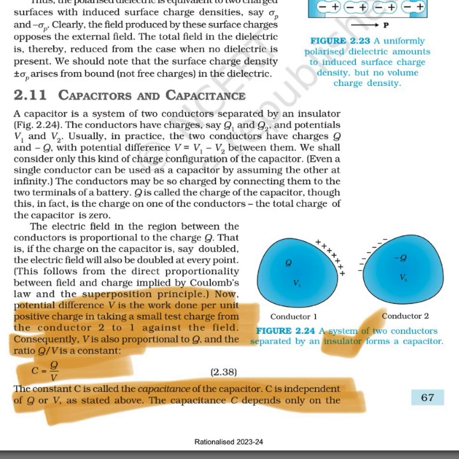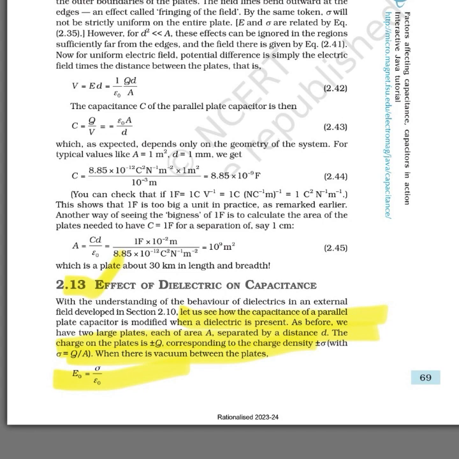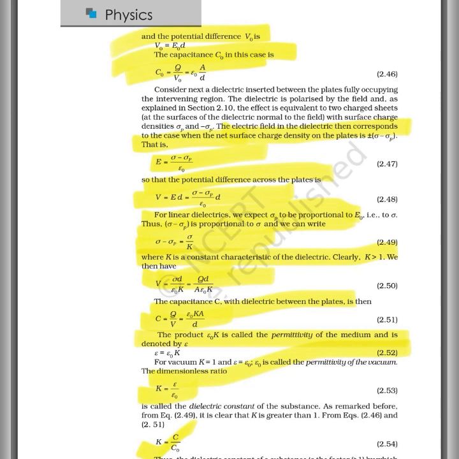Our next important topic is capacitor and capacitance. You have to draw the diagram, and here definitions are given, and C equals Q by V and whatever else is there. Next is the effect of dielectric on capacitance. It is the most important topic. It is underlined, and you have to write all of it. It is very important.